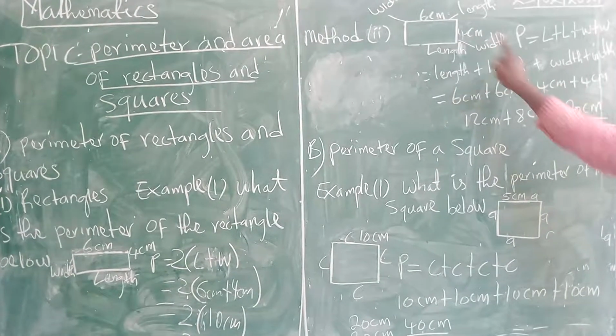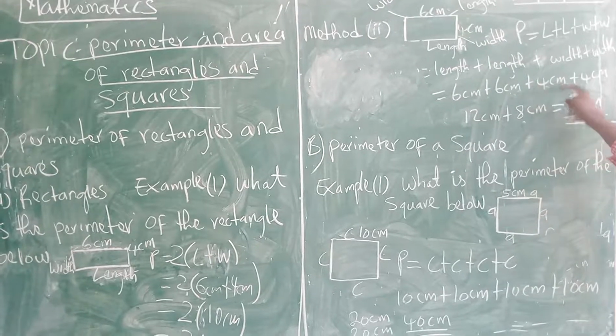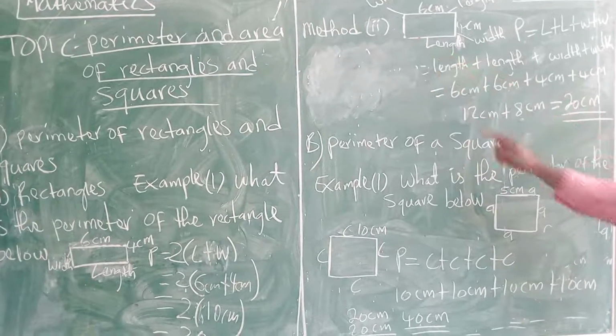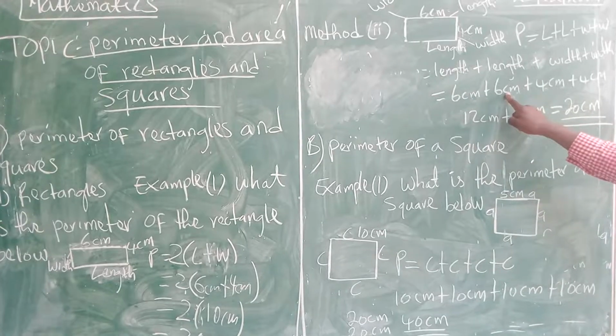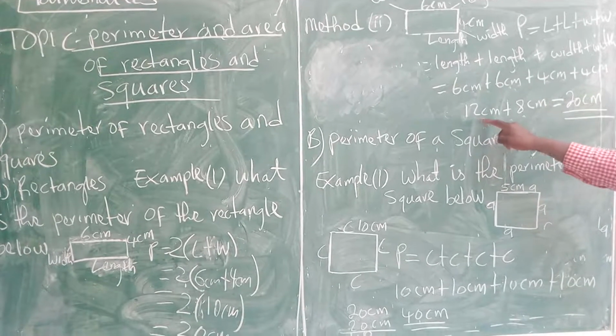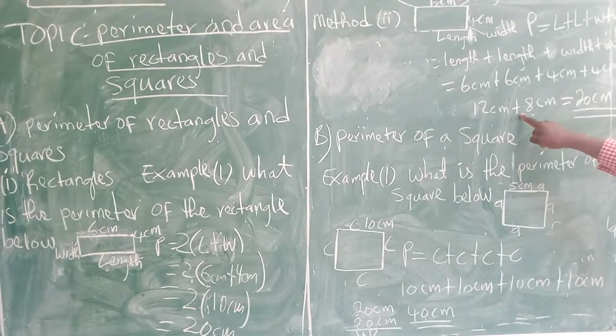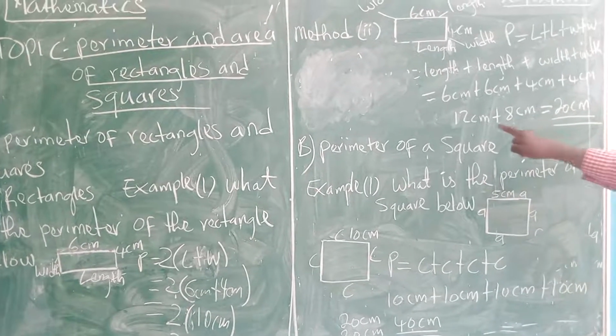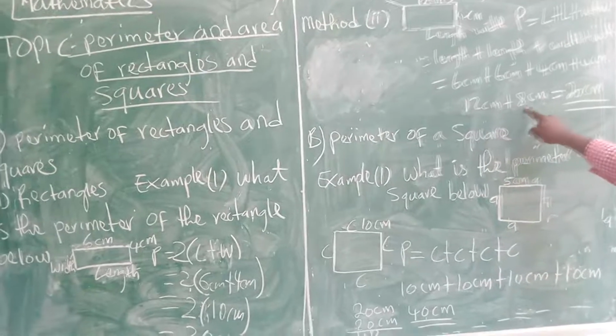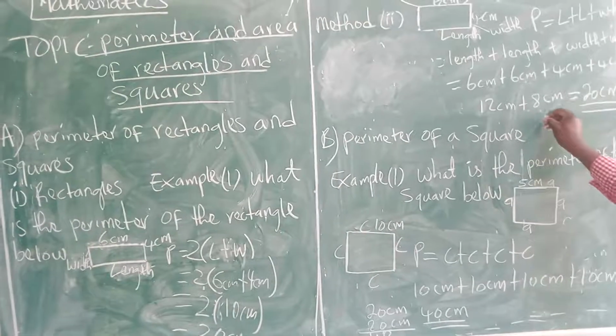That is the first thing we have done about rectangles. 2 methods we have used in looking at the perimeter of rectangles. Let us now look at the perimeter of a square. Example 1. What is the perimeter of the square below?